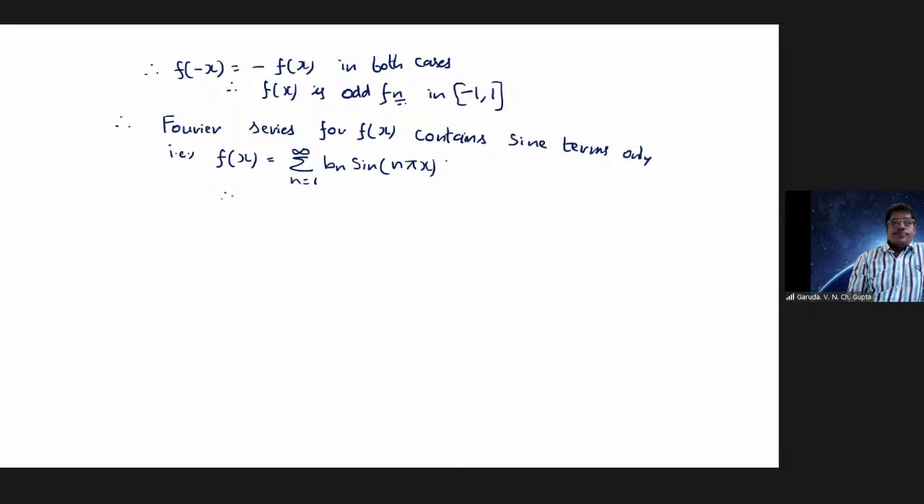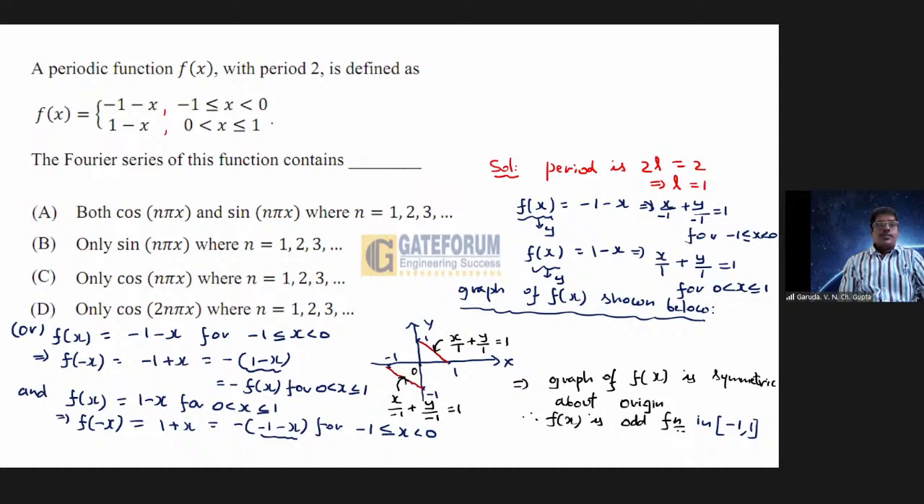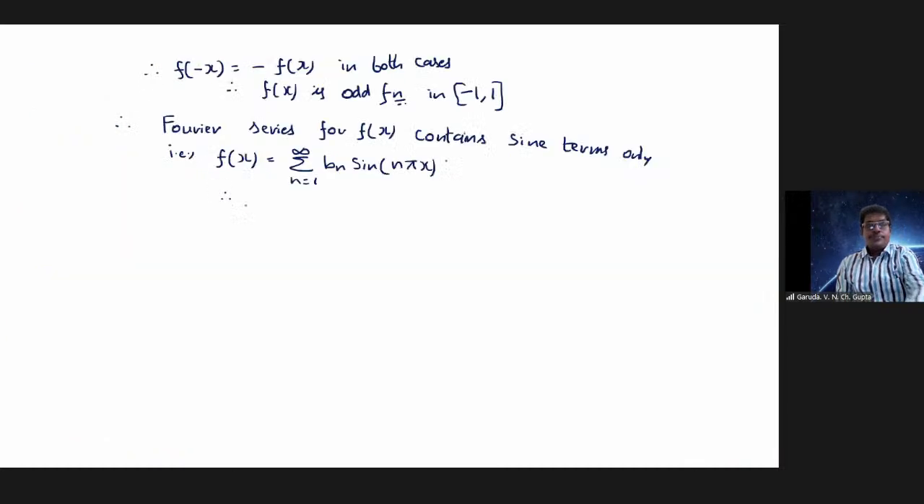Therefore, what is the answer? The Fourier series of this function contains only sine n pi x terms. Correct? That is option B is the answer. Therefore, option B. Okay. Here I wrote already sine terms only. The Fourier series for an even function in the interval minus L comma L, open or closed interval, contains cosine terms along with the constant term.